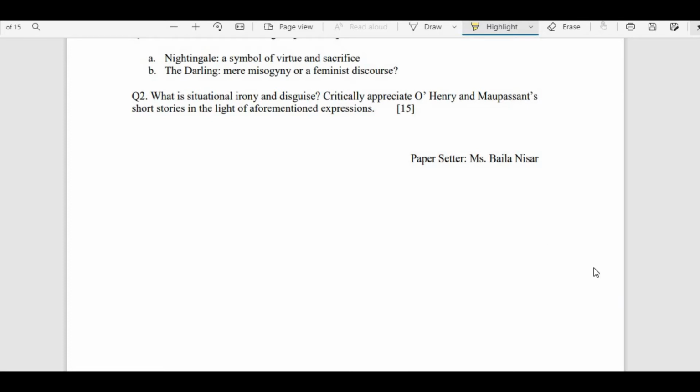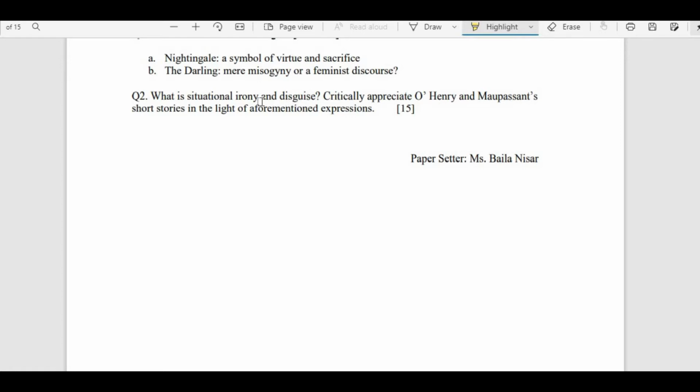All right. And question number 2, what is situational irony and disguise? Critically appreciate O. Henry's and Maupassant's short stories in the light of the aforementioned expressions. All right, you have to relate situational irony and disguise in these stories.